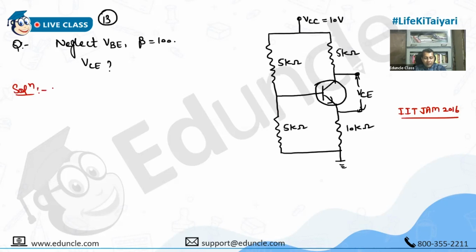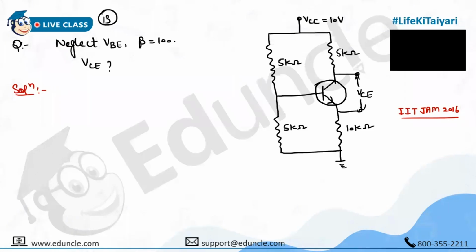So what is the name of this circuit? Voltage divider. Another name? Self bias. Yes, self bias and voltage divider bias. There are two names. And it is the most stable of all the biasing configurations. So you need to get VCE.